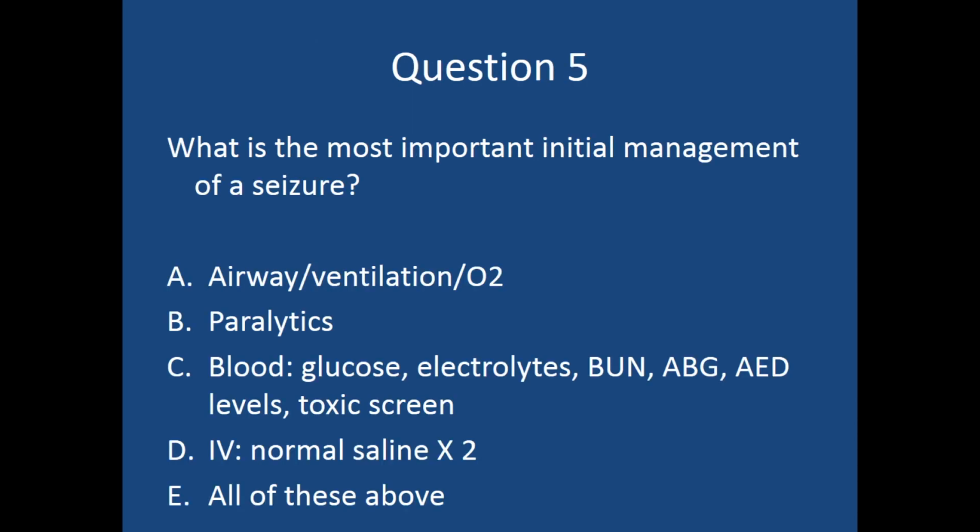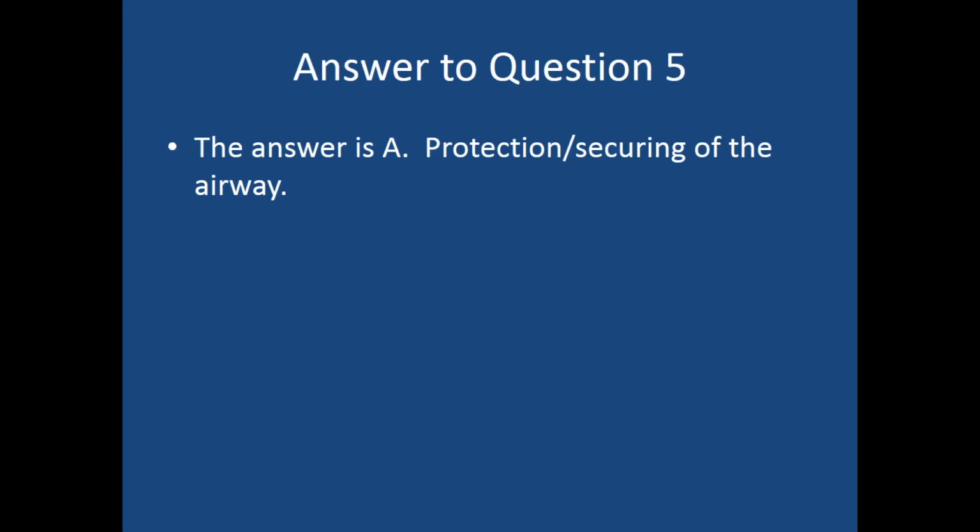Question 5, what is the most important initial management of a seizure? A, airway, ventilation, O2. B, paralytics. C, blood glucose, electrolytes, ABG, tox screens. D, normal saline infusions. E, all of the above. The answer is A, protecting the airway. Most seizures only last for about a minute to a minute and a half.